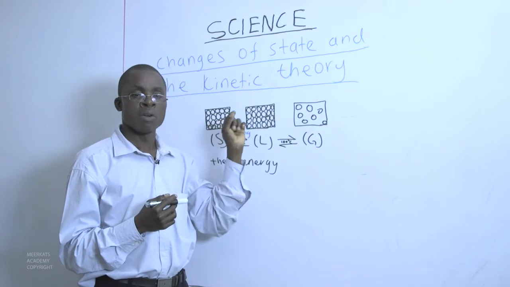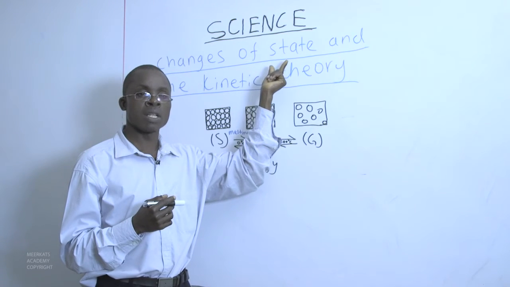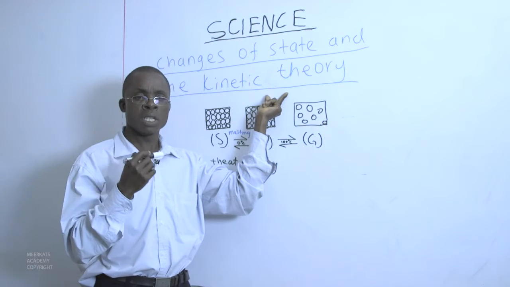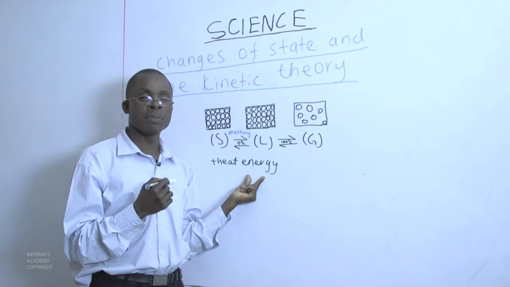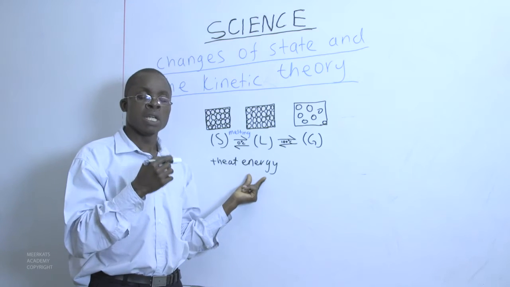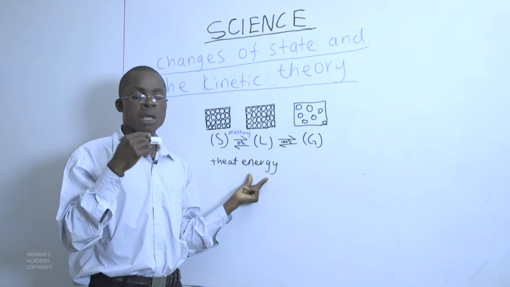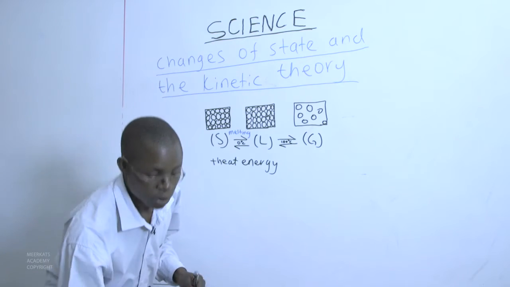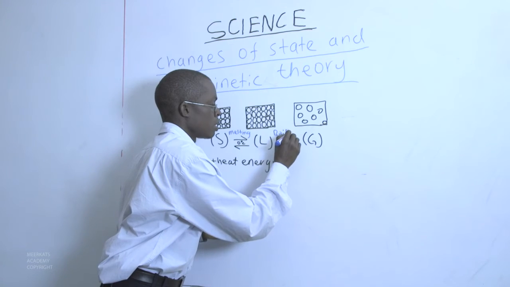And we have discovered that for you to be able to explain how states change from one state to another, you have to put in the kinetic theory of matter. And in putting in kinetic theory of matter, you will have to look at the amount of energy in particles. And in addition of energy in any particle, it means you are just improving the speed at which the particle will be moving. So this state is boiling.